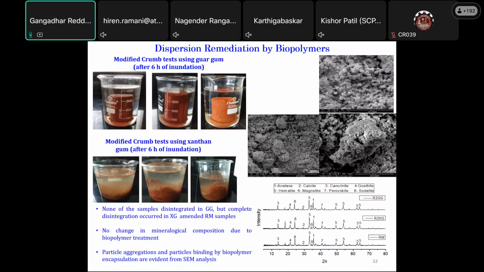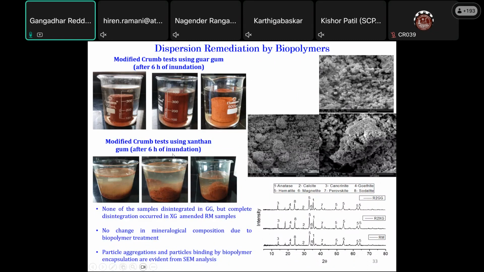You can see in this slide how the dispersion characteristics of the red mud are remediated using a kind of crumb test. The ASTM code suggests that we need to prepare a 2 centimeter by 2 centimeter by 2 centimeter cube. But with this modified crumb test, I prepared it in such a way that we can also make cylinders, so that we can see what happens to the shear dispersion of the soil. You can see in this picture clearly, even after 6 hours of continuous inundation in water, the samples are still intact. This is for guar gum, which has better dispersion remediation characteristics.